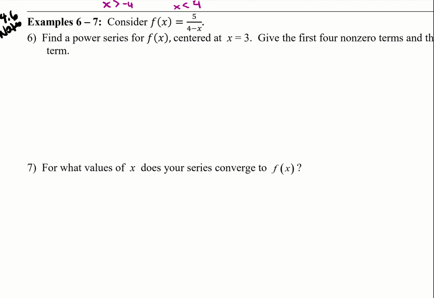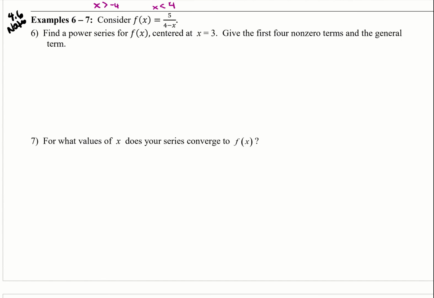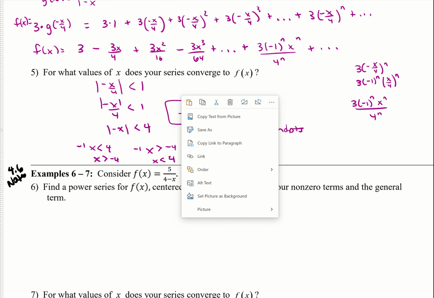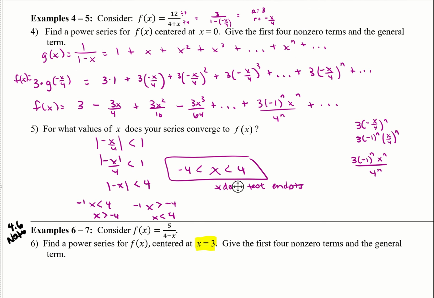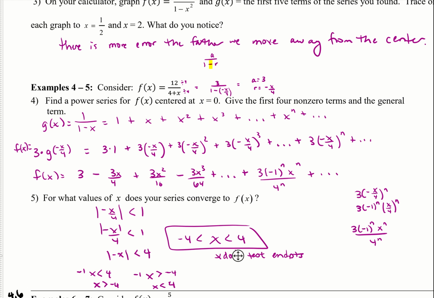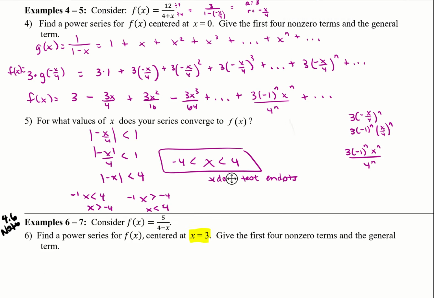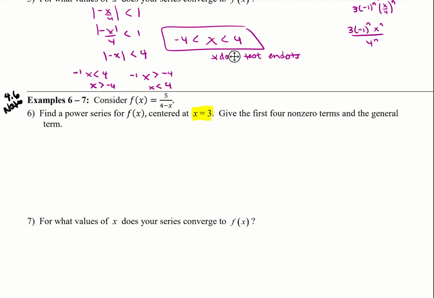Except there is something unusual about this one. Let's look at the directions for 6. Find a power series for f centered at x equals 3. So the previous example that we did was the Maclaurin series, and so it was centered at 0. And since it was centered at 0, it was totally sufficient for me to just have x in there. But when you are talking about this centered at a different value, we need there to be the quantity x minus 3.